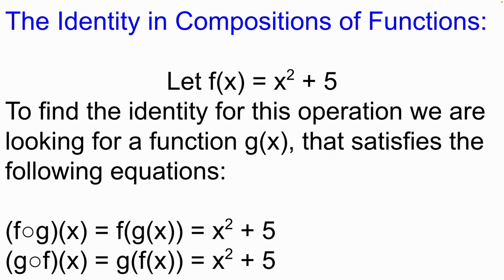So when we compose f with g of x, it equals x squared plus 5. And when we compose g with f of x, we also get that function, x squared plus 5. Well, it turns out that function is just g of x equals x. So if I were to substitute x in for f of x, I would just get x squared plus 5. And if I were to substitute x squared plus 5 into x, that would also give me x squared plus 5.